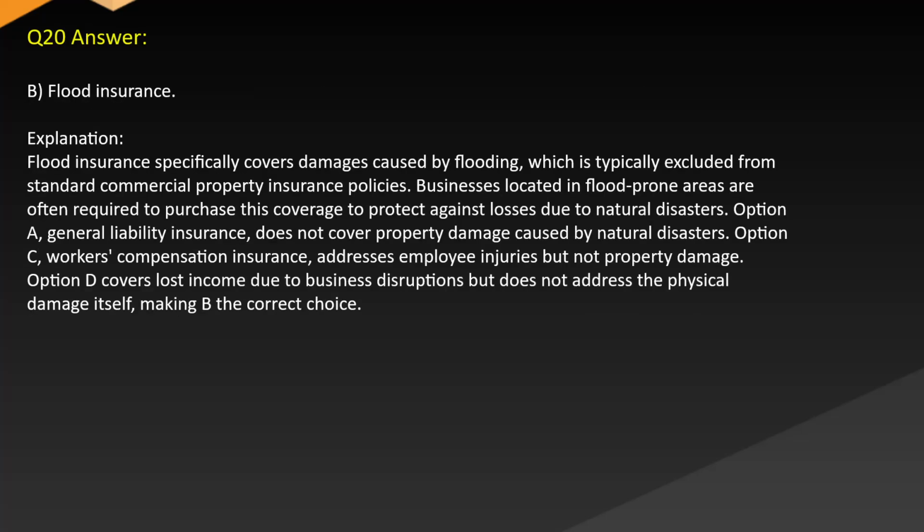Answer: B. Flood insurance. Explanation: flood insurance specifically covers damages caused by flooding, which is typically excluded from standard commercial property insurance policies. Businesses located in flood-prone areas are often required to purchase this coverage to protect against losses due to natural disasters. Option A, general liability insurance, does not cover property damage caused by natural disasters. Option C, workers' compensation insurance, addresses employee injuries, but not property damage. Option D covers lost income due to business disruptions, but does not address the physical damage itself, making B the correct choice.